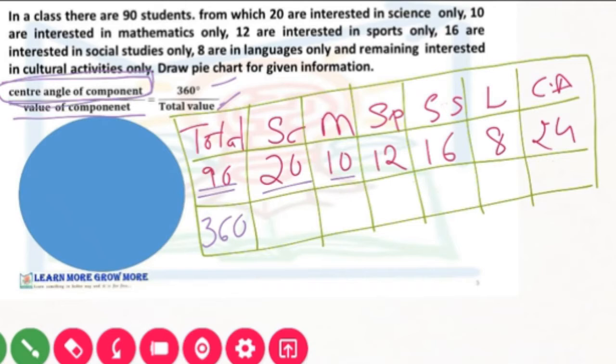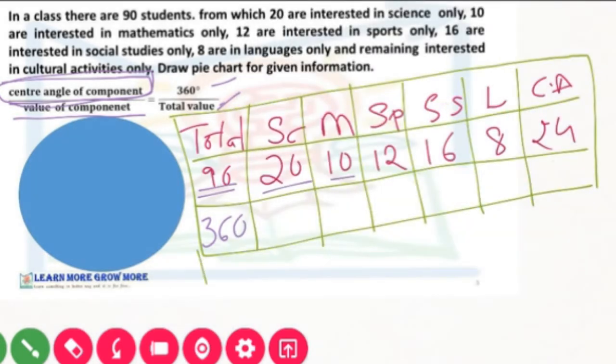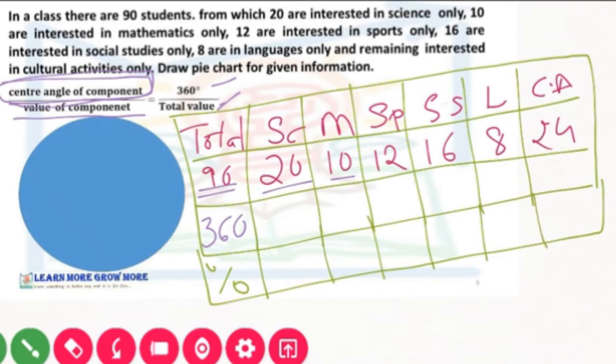Together we will find the percentage also. I will make another column which indicates percentage. Percentage column also I will make. Percentage means out of 100. We'll also find that one. Okay. First we will find it for the science students.